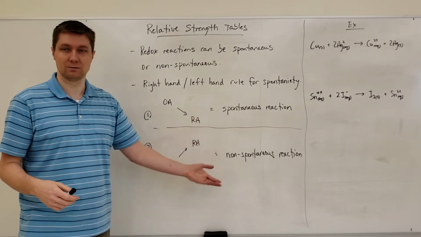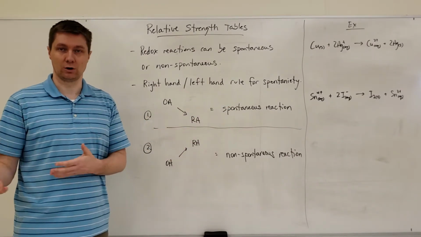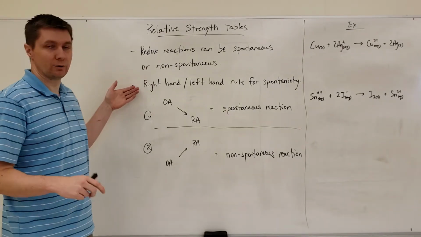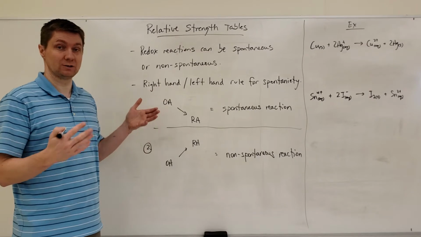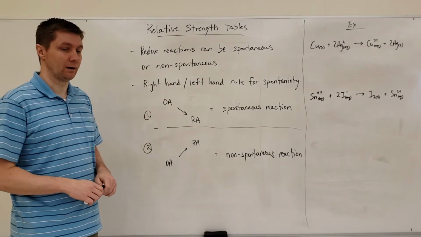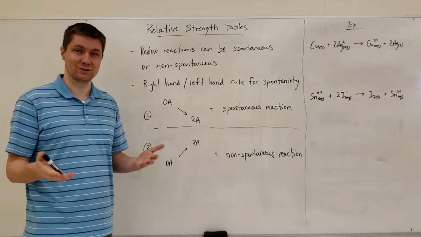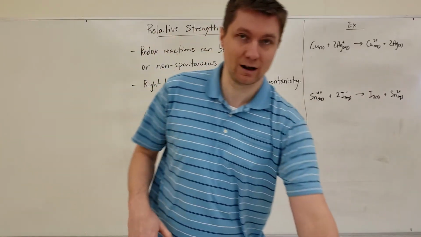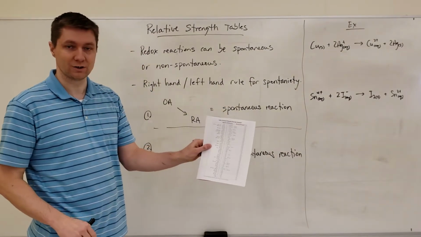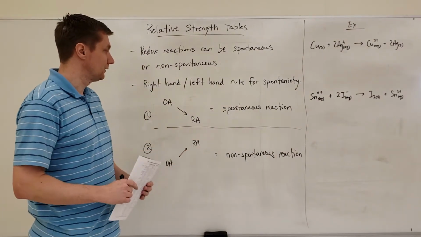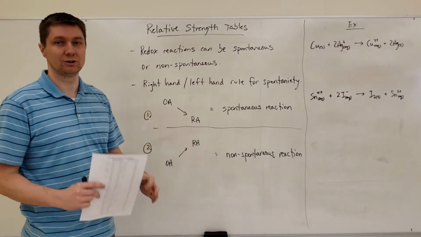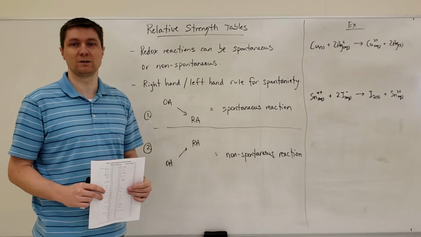A non-spontaneous reaction means that it won't occur on its own. So to identify whether a redox reaction is spontaneous or not, we have this right-hand, left-hand rule that we have to follow in our reduction half reaction table. So if you turn to page 7 in your data booklet, we've got our reduction half reaction table. And the rule is that if my oxidizing agent is above my reducing agent on the table, then that's going to give a spontaneous reaction.